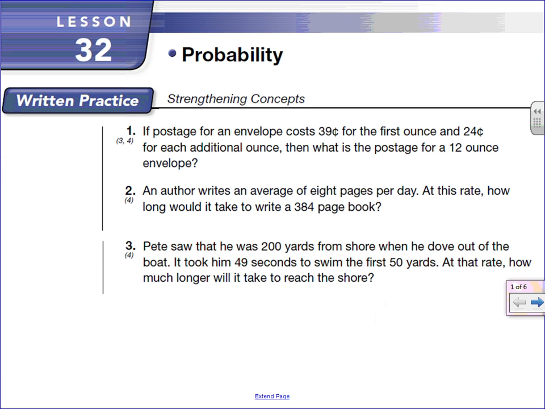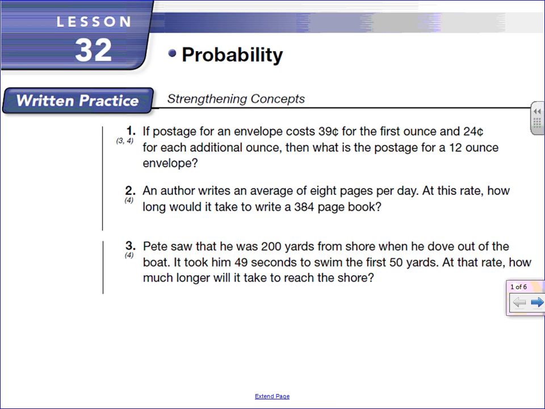Lesson 32 is on probability. Problem number 1 says if a postage for an envelope costs 39 cents for the first ounce and 24 cents for each additional ounce, then what is the postage for a 12-ounce envelope?